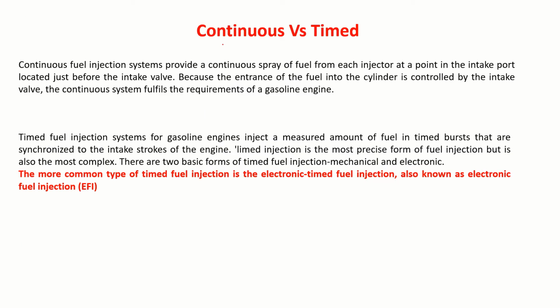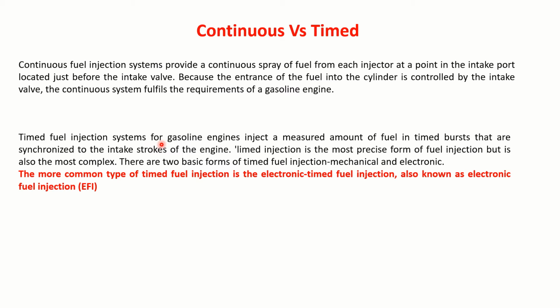There is something like we use the words continuous versus timed injection. Continuous fuel injection system provides a continuous spray of fuel from each injector at a point in the intake port located just before the intake valve. Because the entrance of the fuel into the cylinder is controlled by the intake valve, the continuous system fulfills the requirement of a gasoline engine.